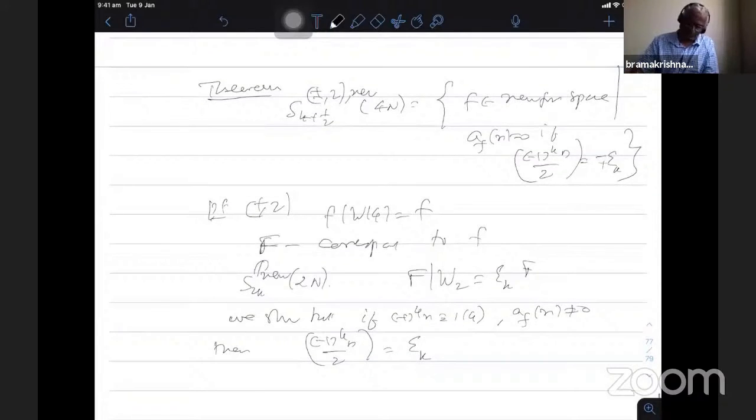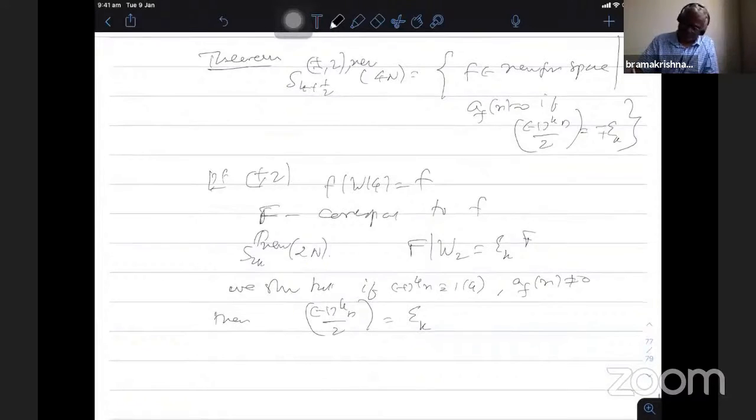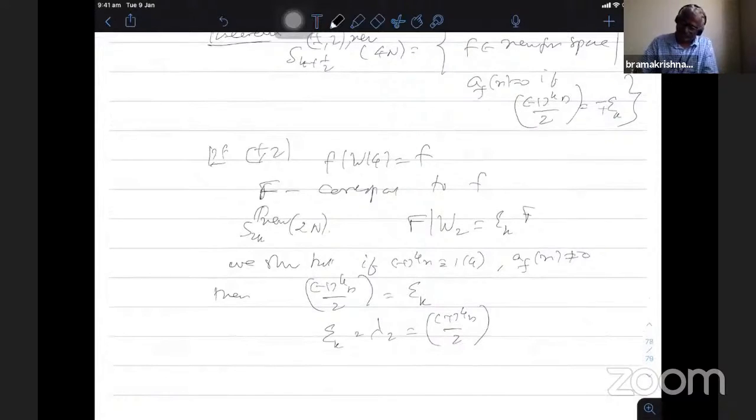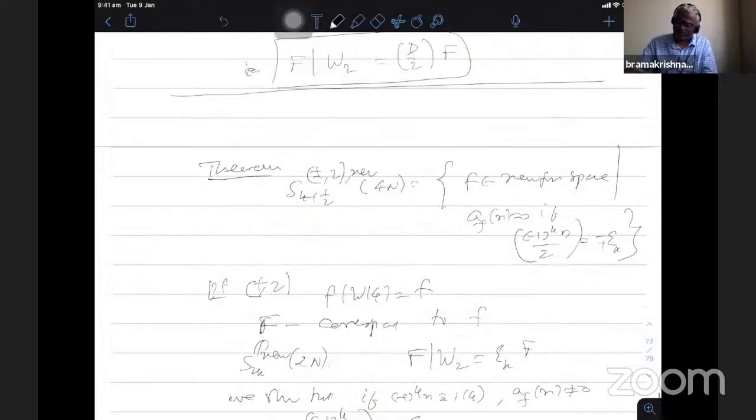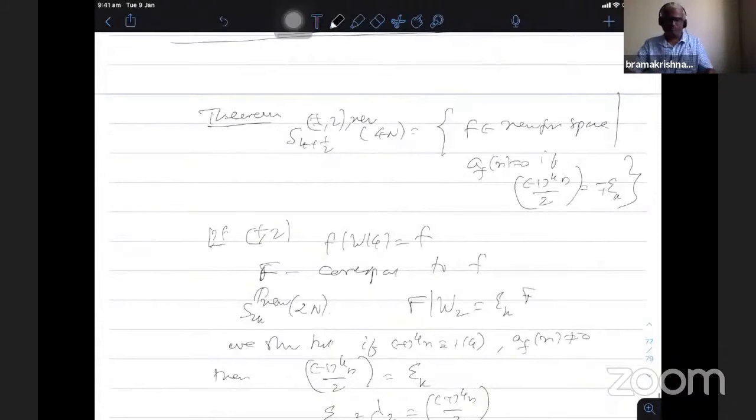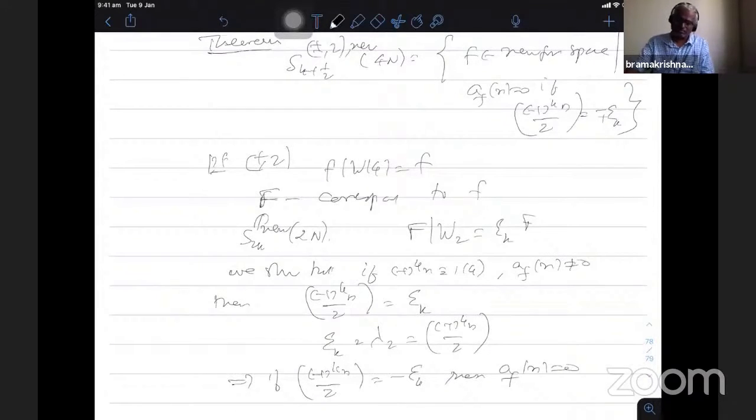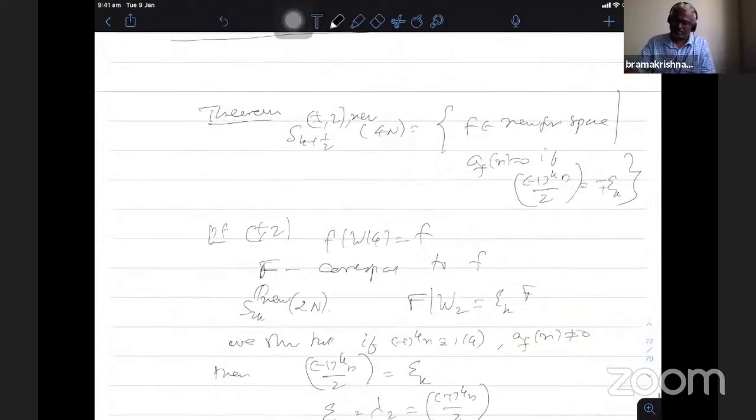So again, by the same arguments, λ_2 is ε_k, which is (-1)^k n/2. Therefore this is true, right? Whenever a_f(n) is non-zero, I have this one. This implies if (-1)^k n/2 is −ε_k, then a_f(n) is 0. That's where the vanishing condition comes from. The other property follows in a similar way. So therefore this plus/minus 2 space is characterized by this.